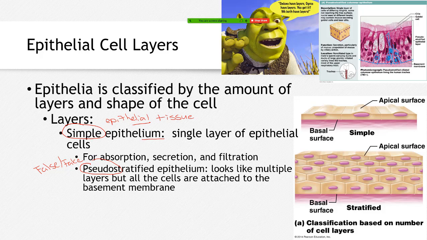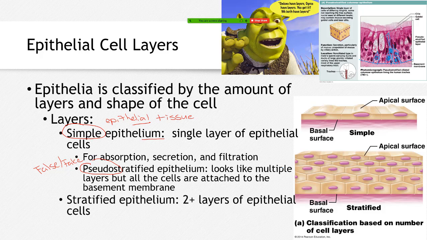And then when you have more than one layer, so two or more layers, then you have what we call stratified epithelium. And this is more for protection purposes, right? Which makes sense. If you have multiple layers, you can afford to scrape off that first layer because there's other layers beneath it, so it protects the underlying tissues.